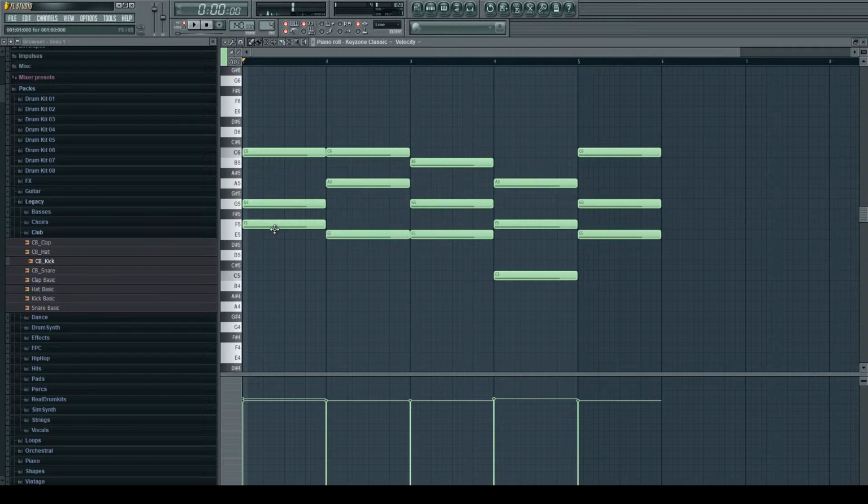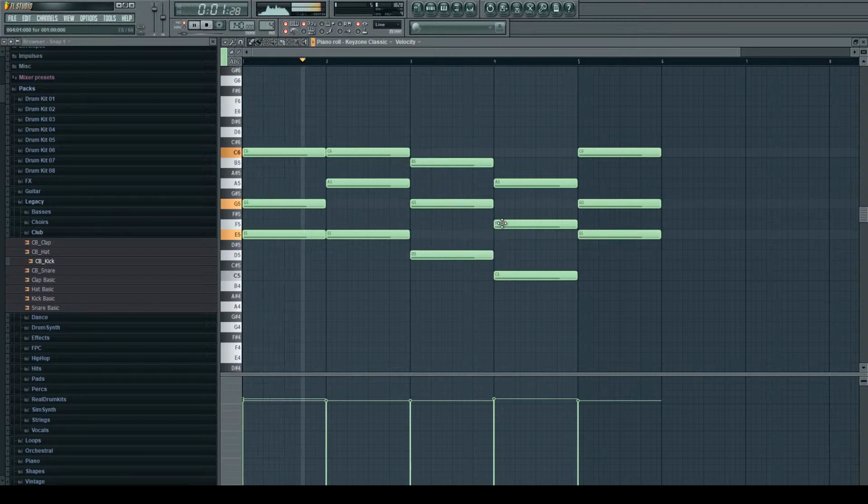So this is C major, A minor, E minor, F, and C. See? So you can use F or the fourth chord as a substitute for the fifth chord. Let's say, what if I turn this into G? A minor, G major, F, and C.